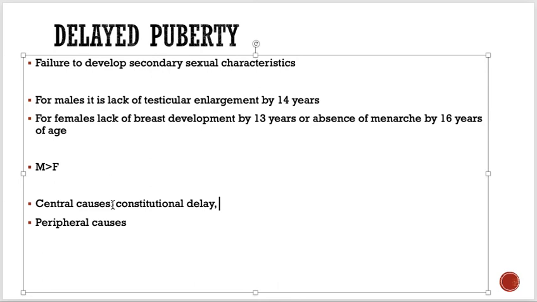So simply, it is also called hypogonadotrophic hypogonadism. Okay. And when it is peripheral causes, what will it be called? In peripheral causes, of course, the gonadotrophin hormones are coming from the brain, so it is hypergonadotropic hypogonadism.